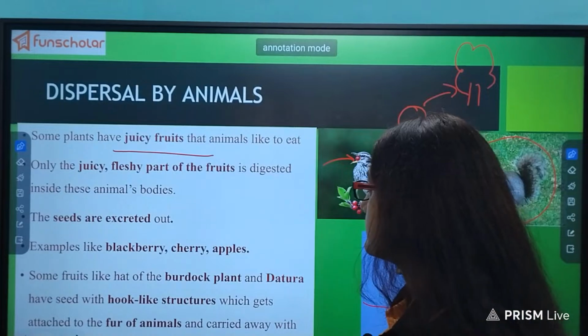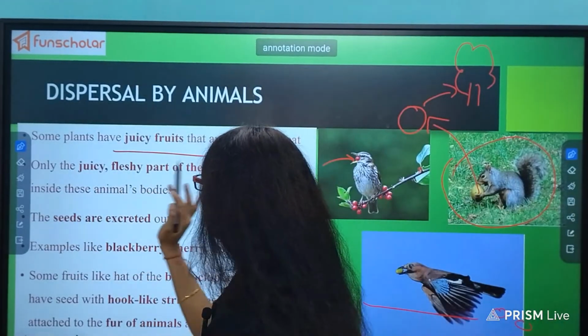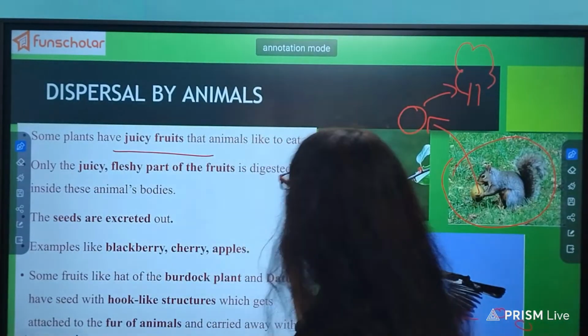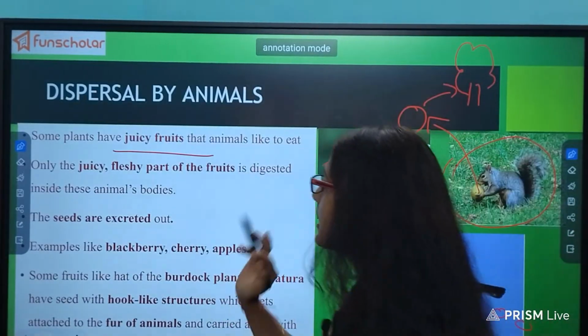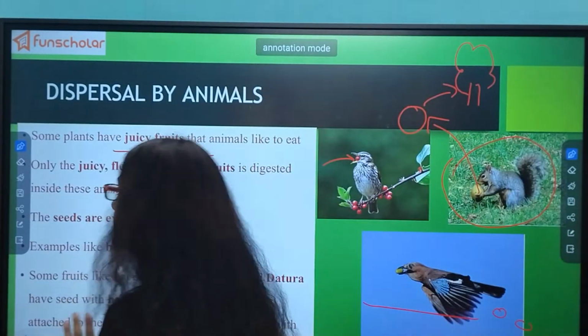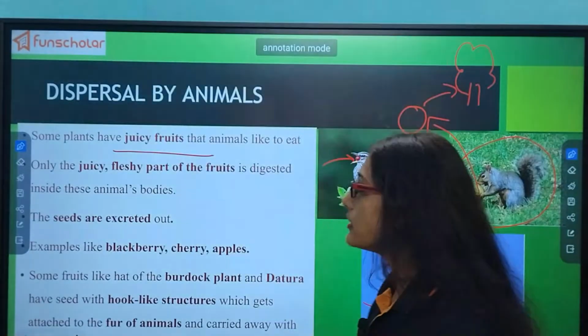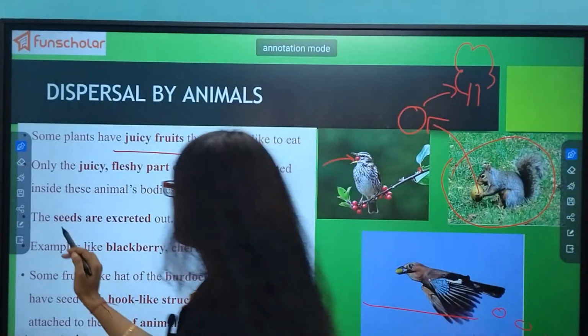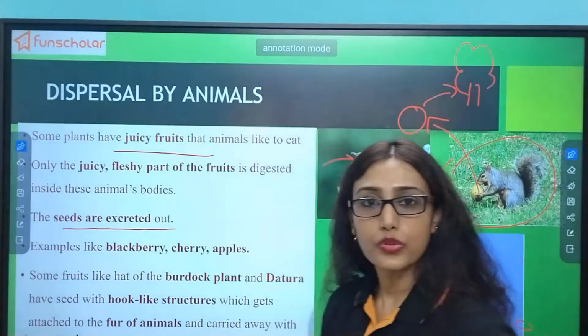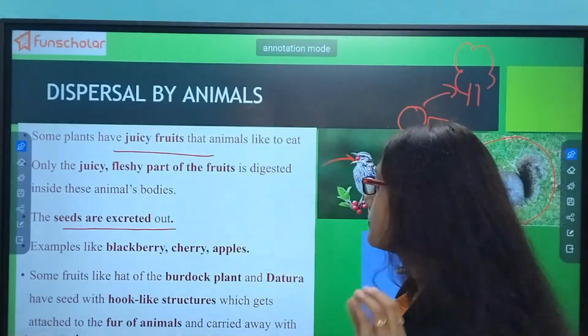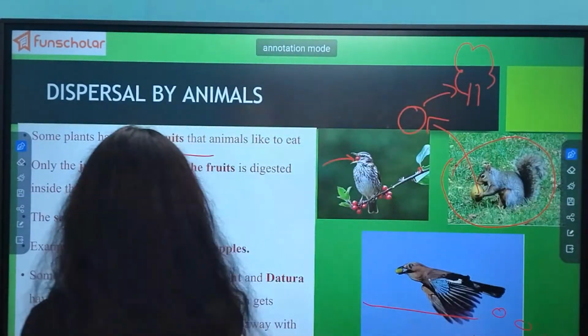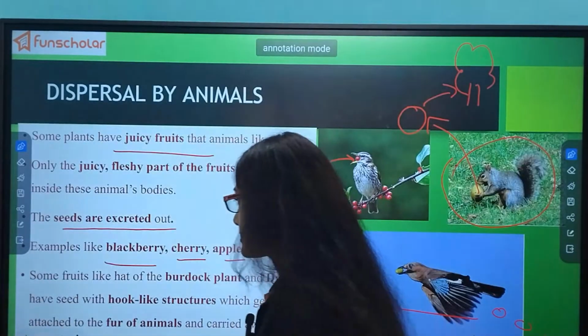Now just read. Only the juicy, fleshy part of the fruits is digested in the animal's body. Right? Just now I have told you. Then what happened? The seeds are excreted out. This also I have told you. Examples are blackberry, cherry, apples.